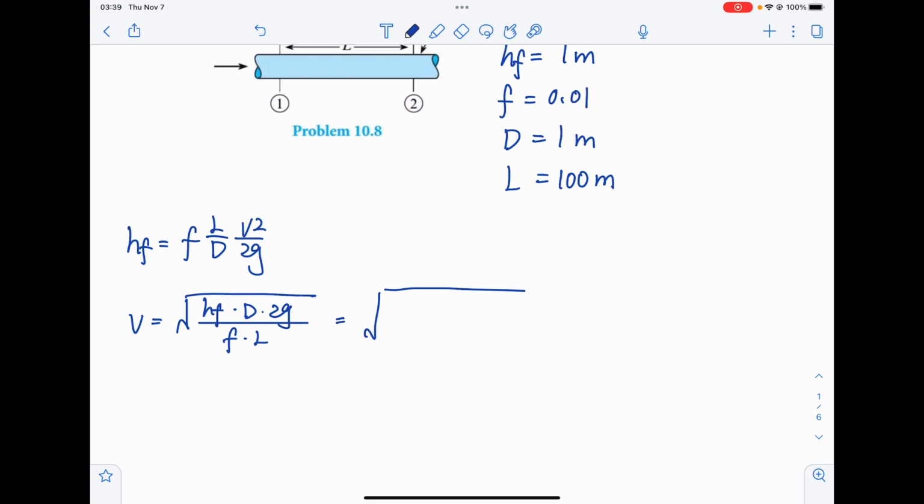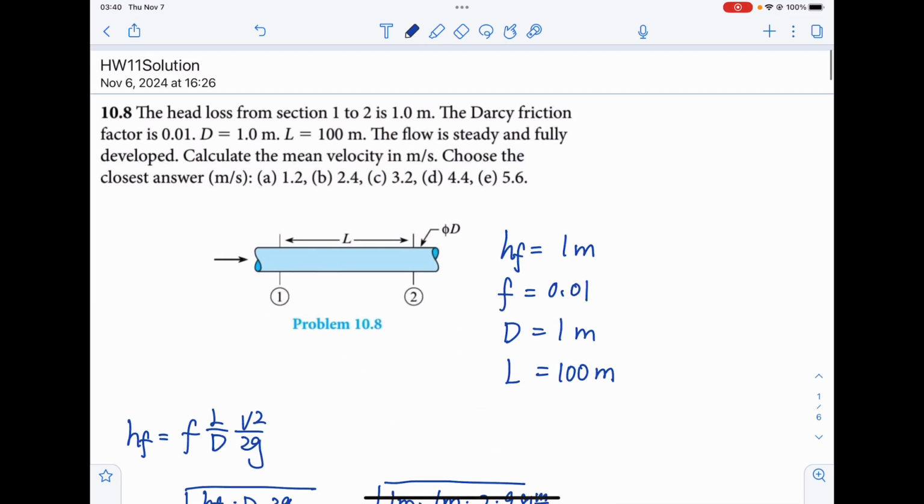The head loss is 1 meter, the diameter is 1 meter, times 2g, over the friction factor, which is 0.01, times the length, which is 100 meters. So the velocity is going to be 4.42 meters per second. We're going to choose D.